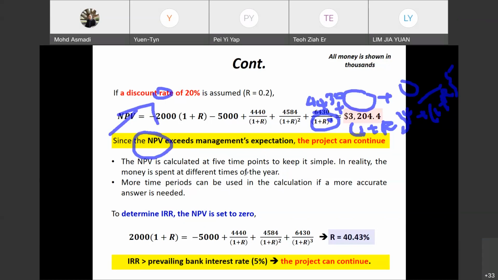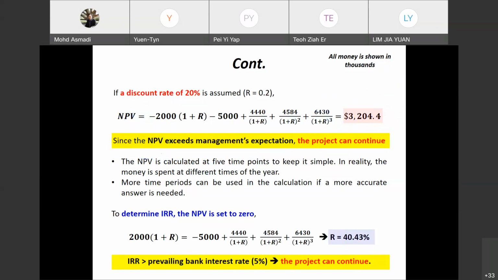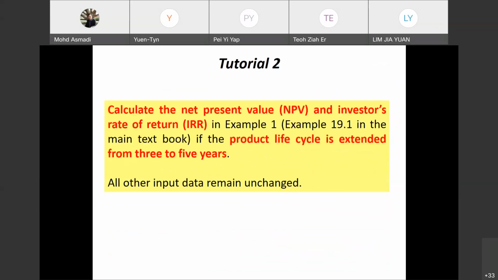So if you look here, can the project be continued or not? It depends on the value, whether positive or negative, and also on comparing with the bank interest rate, whether you can borrow the money or just keep it in the bank. If it is higher than the bank interest rate of 5%, you can continue this project. If lower, you cannot borrow the money. Any questions about this example, tutorial two?